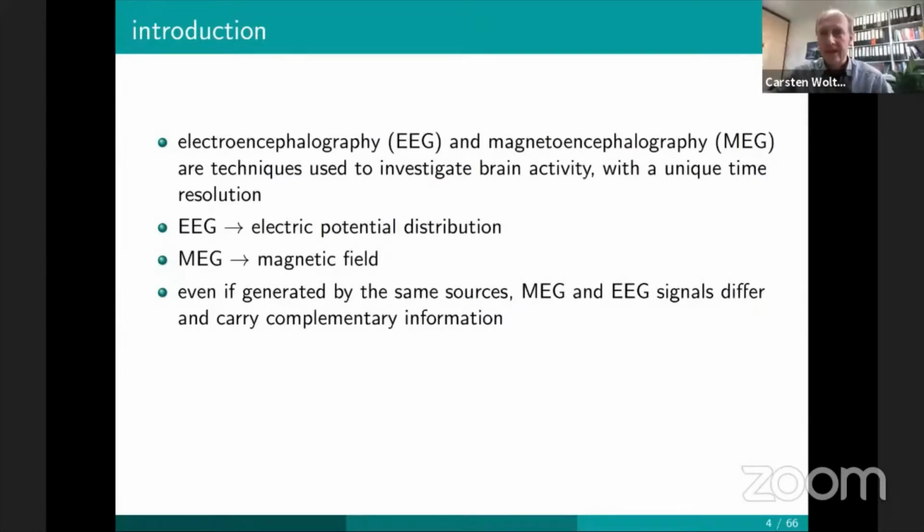So I said already that MEG and EEG signals differ and carry complementary information. For example, Lino Nobile showed us one data set where in the EEG we could not see epileptic activity or interictal spike activity, while in the stereo EEG it was well visible. The underlying source might be more tangentially oriented, and for tangential sources the EEG is not the most sensitive, because tangential means the poles are quite far away from what we can measure in the EEG.